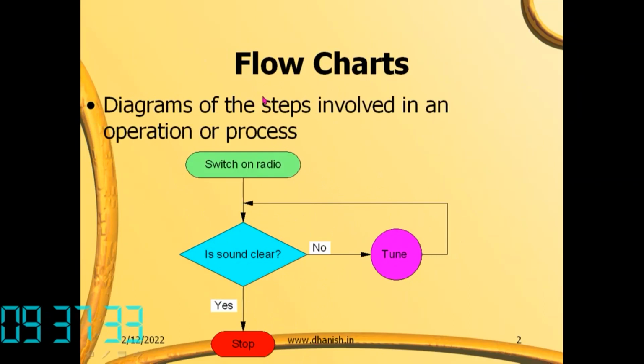So flowcharts illustrate the steps involved in an operation or process. Many times we can eliminate unnecessary steps and simplify the process. That itself can lead to some improvement, by just identifying the process. Sometimes the same activity will be done in several departments. We can eliminate such activities. So that is how flowcharts can help in an improvement.